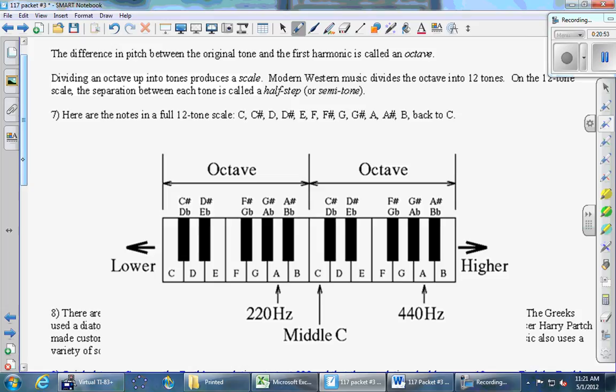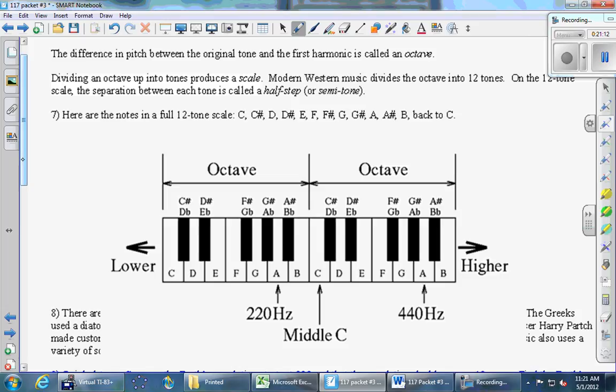Okay, so here are the notes in a full 12-tone scale. It starts with a C note. Anybody know what the number sign means? That's a sharp. Again, you don't need to memorize it if you're not a musician. That's okay. But anyway, C, C sharp, D, D sharp, etc. You can keep reading. Eventually, we loop back around to A, and then finally come back to C.